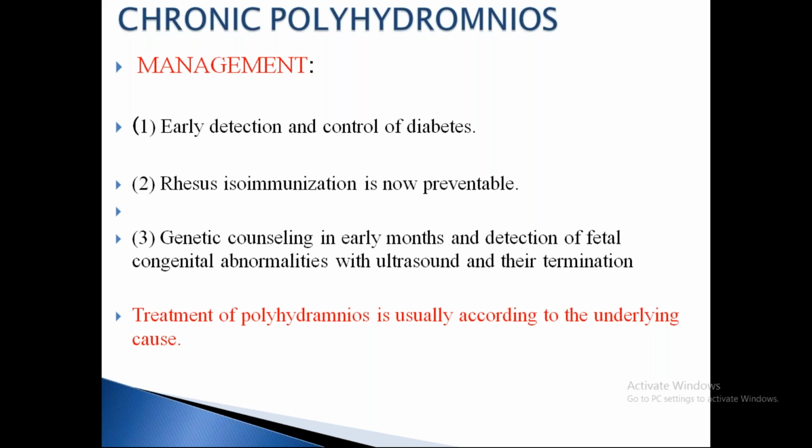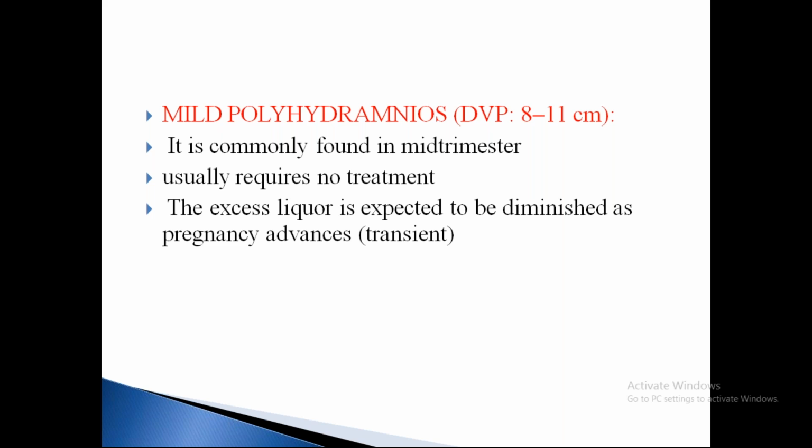And how are you going to manage? We first think of early detection and control of diabetes. If the mother is diabetic, the associated factors have to be controlled. If she is having PET, we have to control her blood pressure. Rh immunization is now preventable by giving anti-D injections. And any anomalies we can see early, we can give genetic counseling, or for a previous history of an anomalous baby. We can give genetic counseling, and we can also start folic acid tablets until 3 months before the patient conceives. And treatment of polyhydramnios is usually according to the underlying cause. If it is mild, nothing to worry.